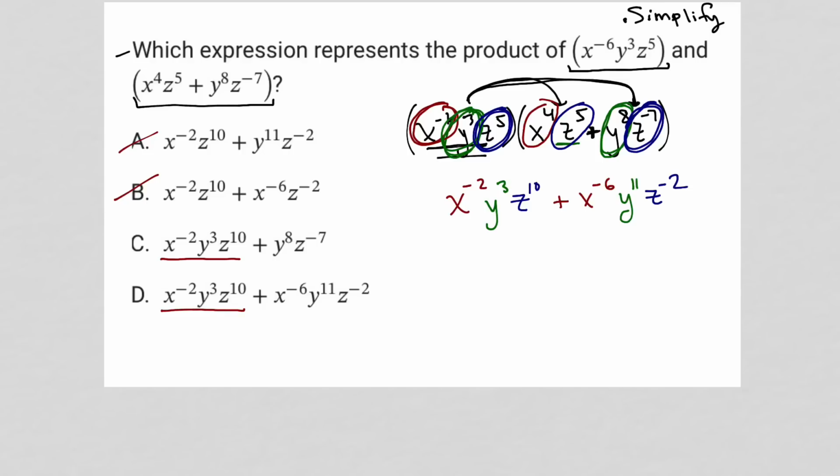So now I'm finished. Looking at my answer choices, I can see that choice C is also not correct because this does not match with what I have on the right-hand side here. While choice D, it does match for both sides. So choice D is the correct answer here.